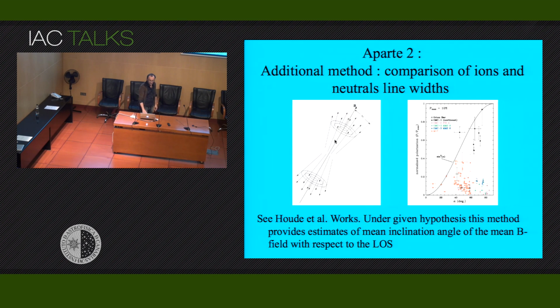theoretically can give us information, with a simple model, about the structure and the mean inclination of the uniform field, in a sense. So this is an independent method.